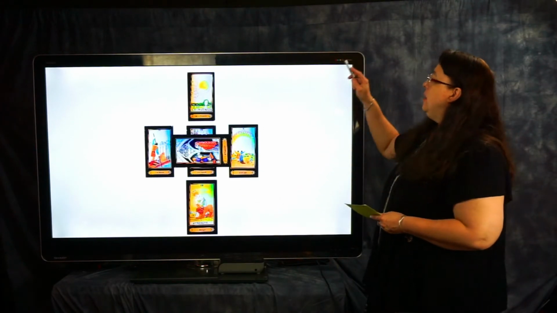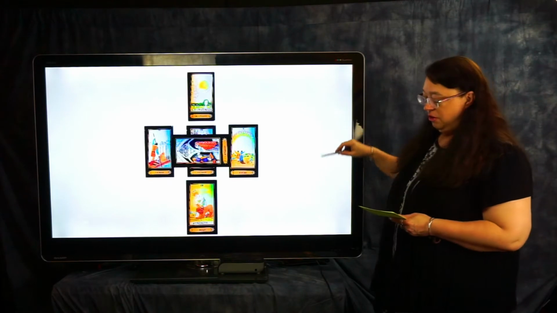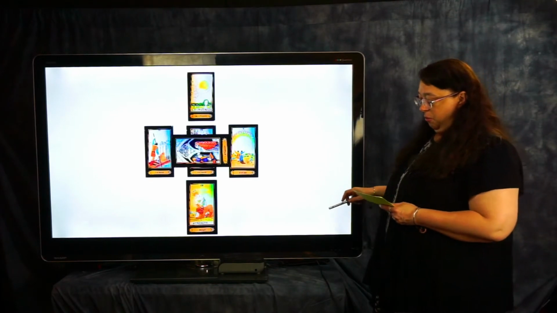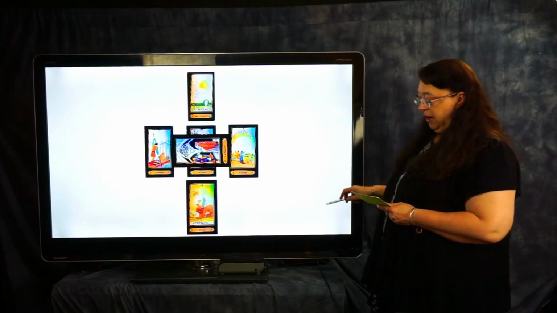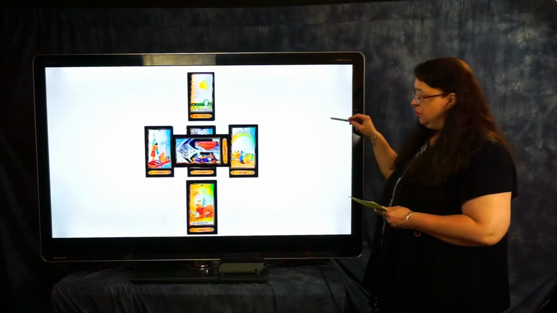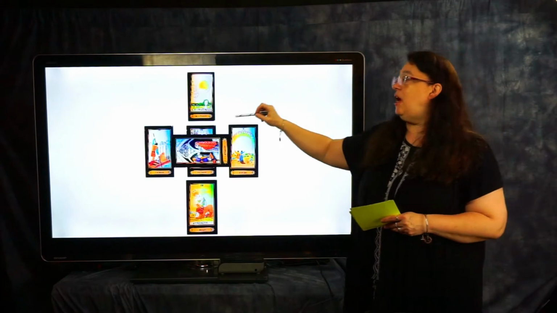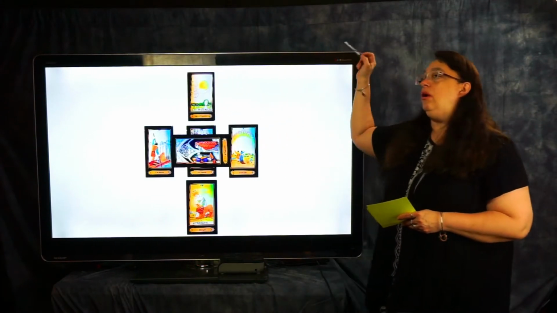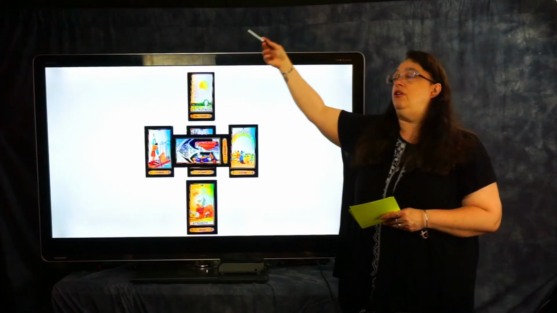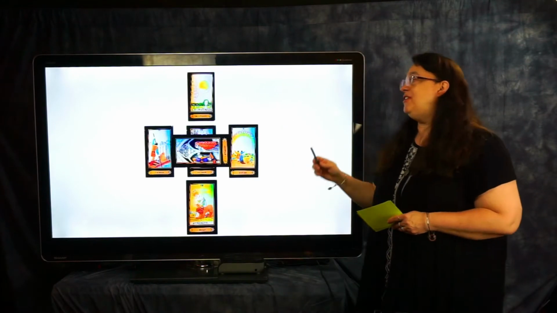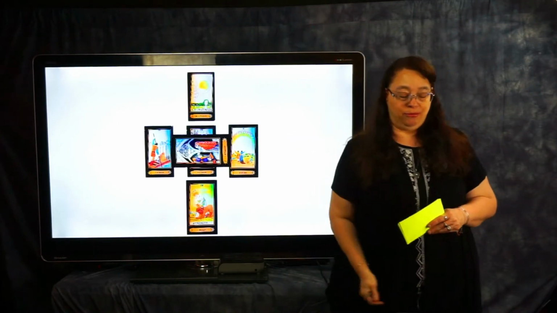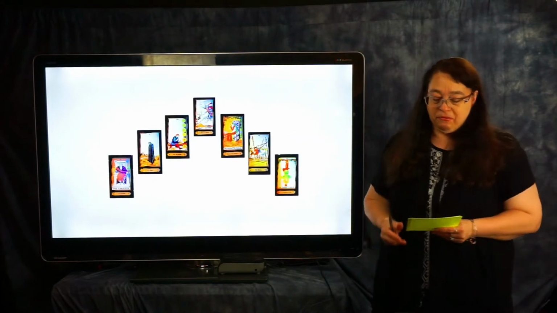Now some Celtic Cross readers will also have 4 cards along the side over here, which could be who you are right now, your current surroundings, your hopes and your fears, and your outcome. Notice how a lot of these, the top one is the outcome or the conclusion. It's interesting that they put that towards the top, or reaching the top level.